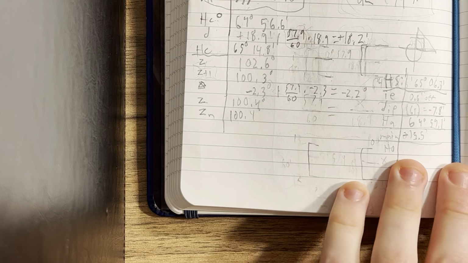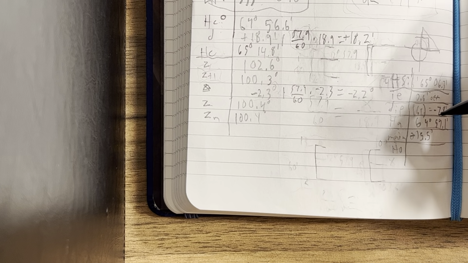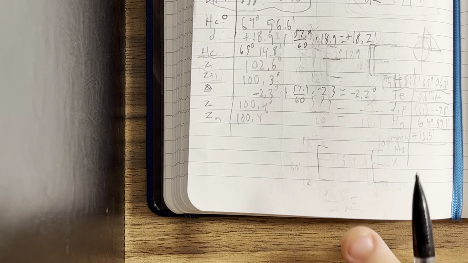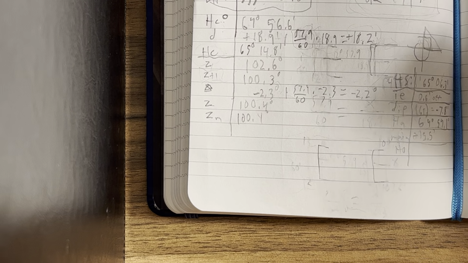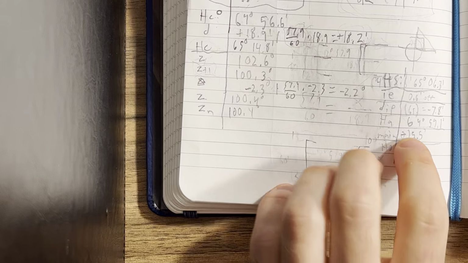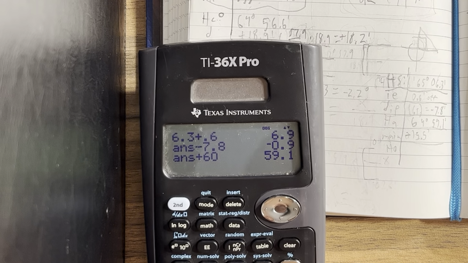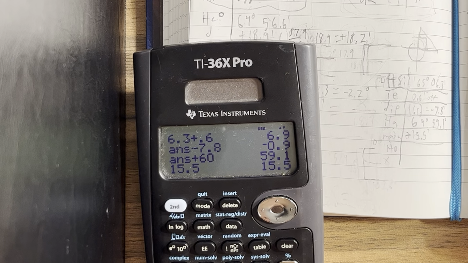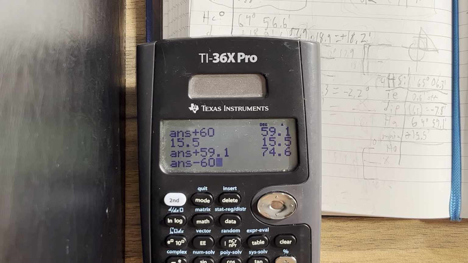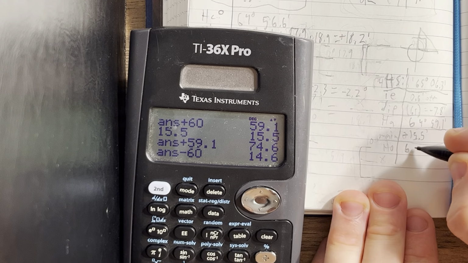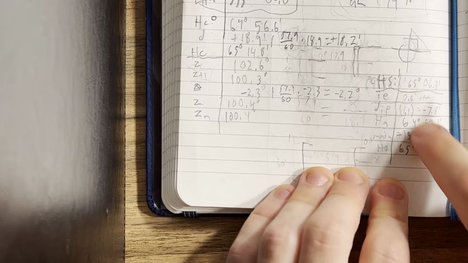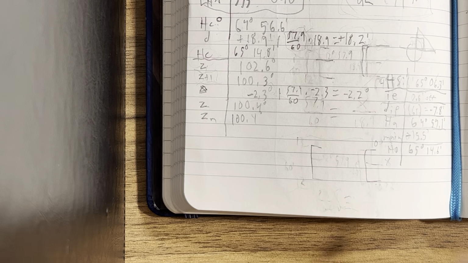And all this means is that at this time of year, if you'd measured the lower limb of the sun at 64:59, then the center of the sun was 15.5 minutes higher than that. Had you used the upper limb, you would have had to go about 16 minutes lower. So then we add the 15.5. We get plus 59.1, we get 74.6, which we subtract 60 from, and we're back to 65 degrees with an additional 14.6 minutes. So our HO for this problem is 65 degrees 14.6 minutes.